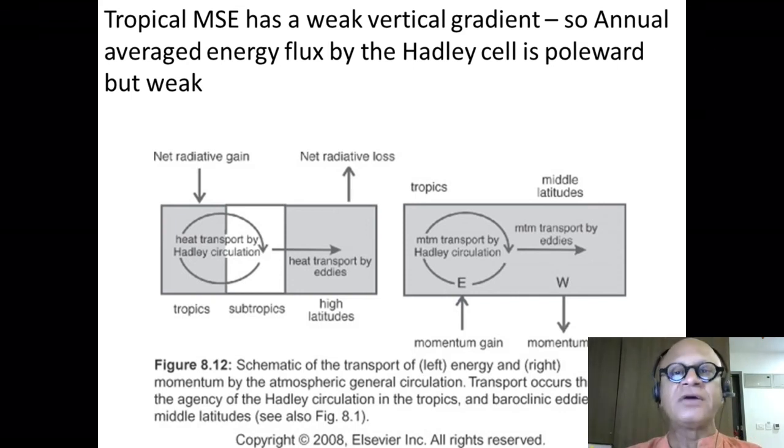but it's very weak. So who's doing all the work then? We'll see soon that it's actually the ocean that's doing most of the work in low latitudes.